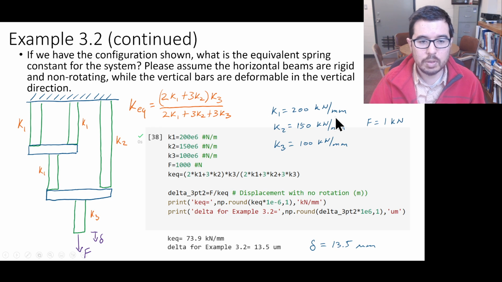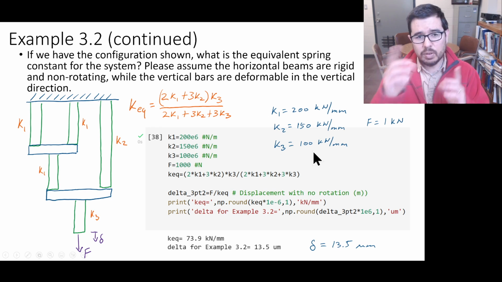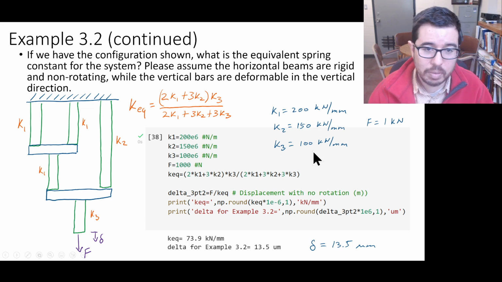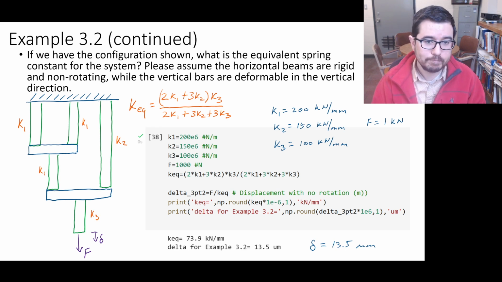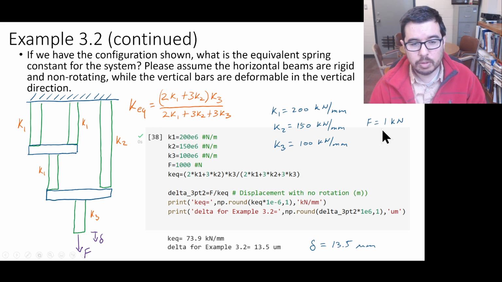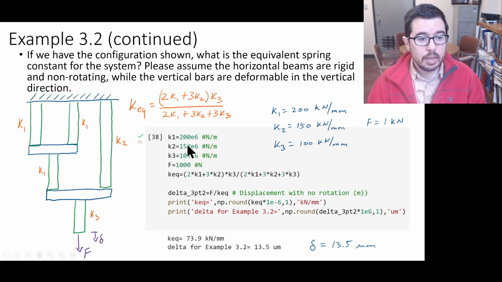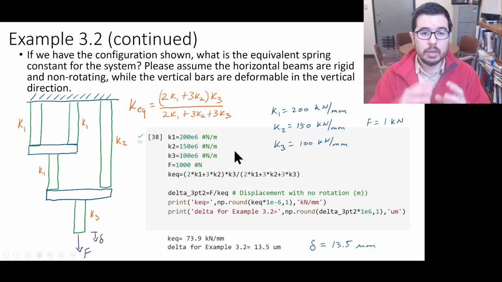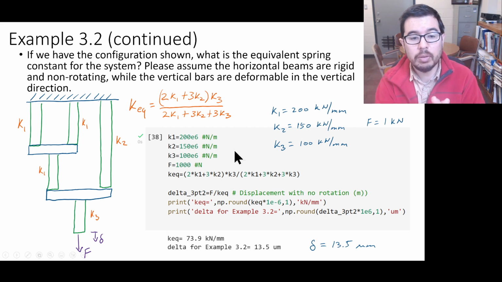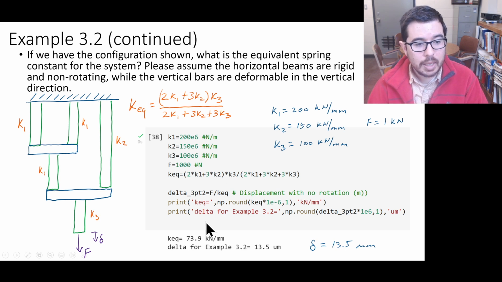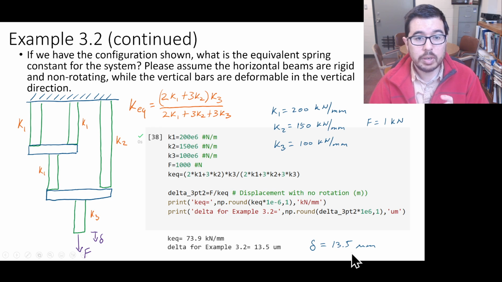We have K1 equals 200 kilonewtons per millimeter, K2 is 150 kilonewtons per millimeter, K3 is 100 kilonewtons per millimeter, right? The first example that we were doing, we said 165 kilonewtons per millimeter. And we'll apply a force of 1 kilonewton. With that amount of loading, and running this script that was written in IPython, which you can download, we see that the displacement is only 13.5 microns.